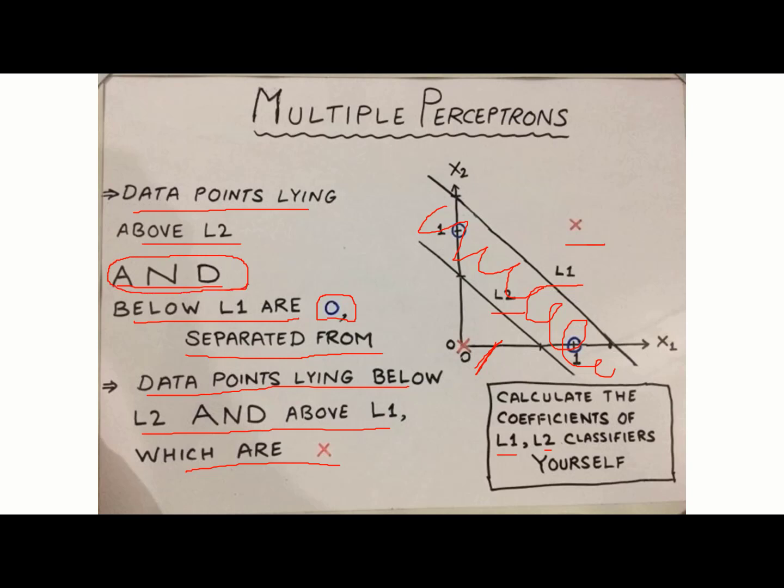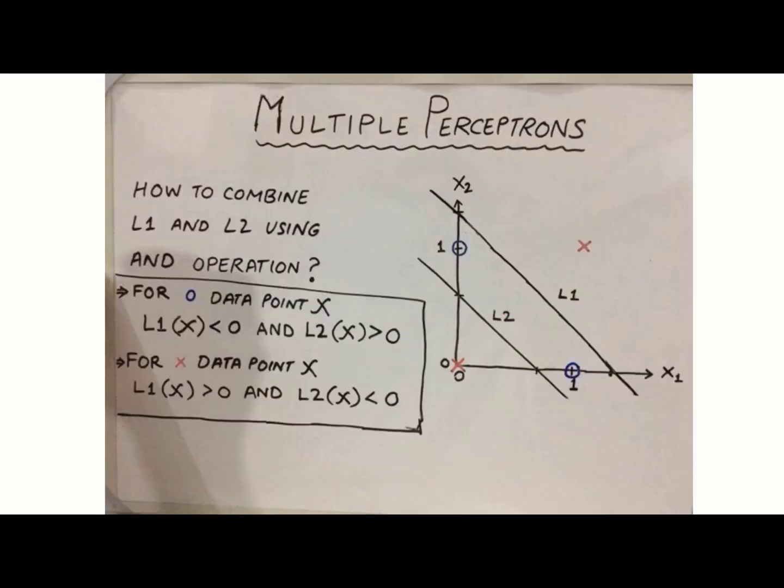So we know how to learn a concept using a perceptron such as L1, and we also know how to learn a concept using another perceptron, L2. But a new thing over here is this AND logic. So let's see what we are going to make of this logic AND. We wish to combine the 2 perceptrons L1 and L2 using AND logic or the AND operation.